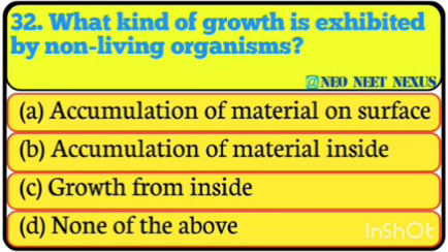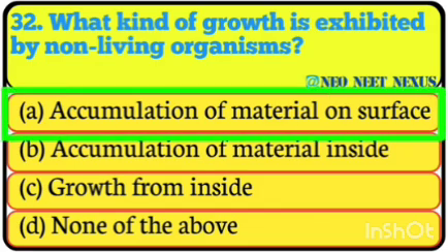Next, what kind of growth is exhibited by non-living organisms? A. Accumulation of material on surface, B. Accumulation of material inside, C. Growth from inside, D. None of the above. Correct answer is option A. Accumulation of material on surface.